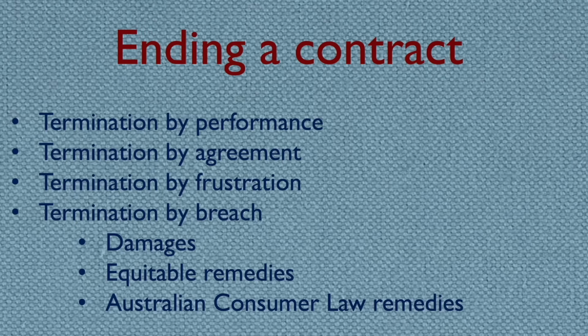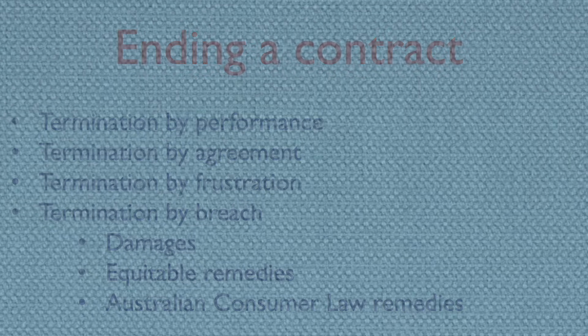We're going to look at 4 ways in which contracts might end. They might end by performance, by agreement, by frustration, and by breach. Now, if the contract is breached, we'll need to look at remedies. So we're going to look at various types of remedies: damages, the equitable remedies, and remedies under the Australian Consumer Law. Once we've done that, we can stop the clock and you'll have completed my 2-hour contracts course.